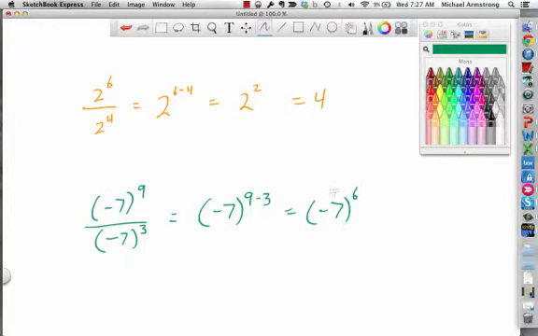Okay, and we could probably stop right there, or we could get out a calculator and solve it. It's going to be a positive number because it's negative 7 times negative 7 6 times. It's just going to work out. Alright, cool.